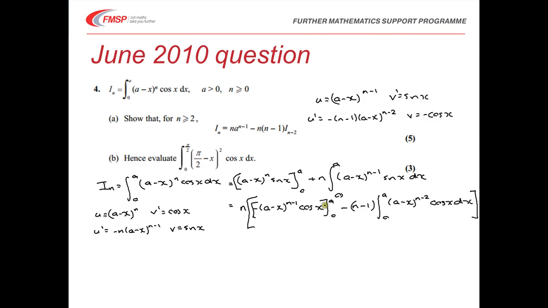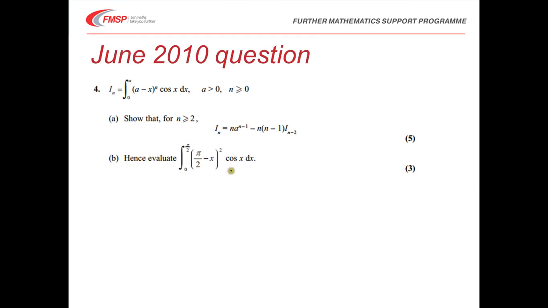So let's start to evaluate this. So if we put in x equals a, we get 0 here. If we put in x equals 0, we're going to get 1 for cosine of 0. So that means we're going to get minus a to the power of n minus 1, but that's subtracted. So I think we'll end up with n times a^{n-1}, and then this bit here, we've got our (n minus 1) sitting in front, but then this integral is actually I_{n-2}. Just look at the power there compared to this expression. So we have n a^{n-1} minus n(n minus 1) I_{n-2} as required.